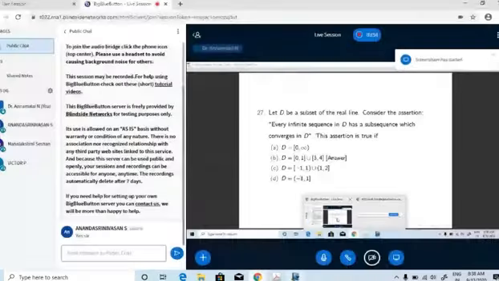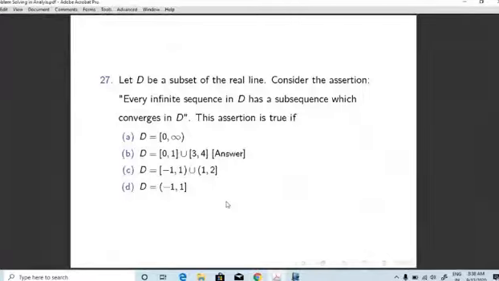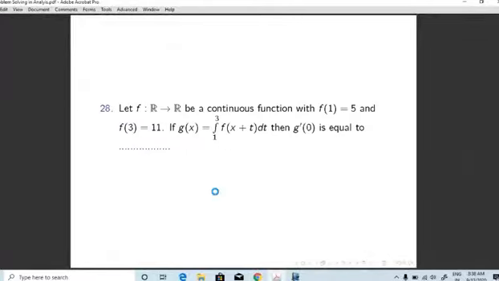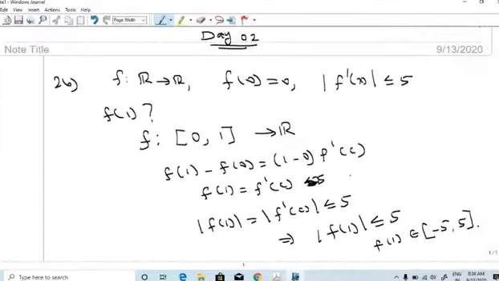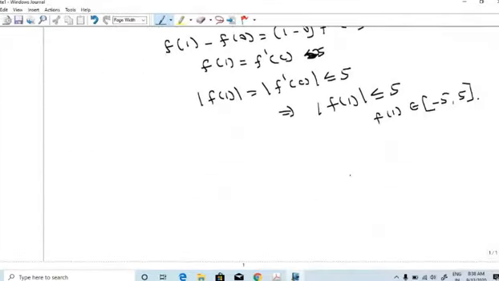Now, look at the next problem. Again, f is a function from R to R, a continuous function with f of 1 equals 5 and f of 3 equals 11. If g of x equals the integral from 1 to 3 of f of x plus t dt, then what is the value of g dash of 0? So again, we have to use the mean value theorem here.